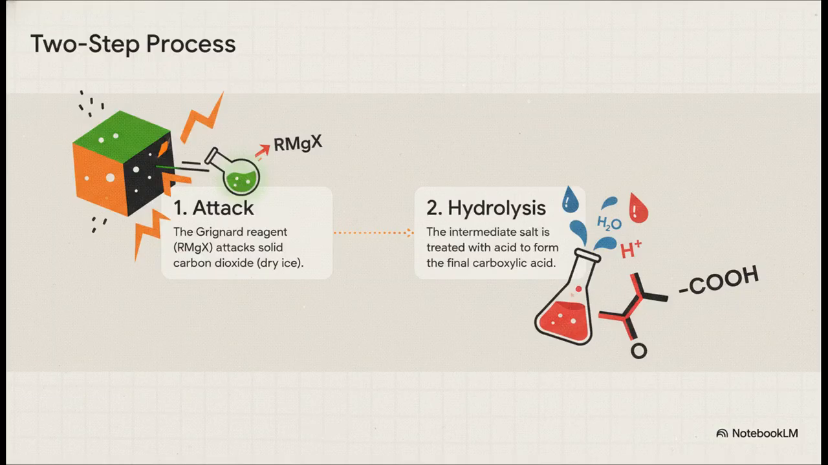So here's how it goes down in two steps. First, you take your super reactive Grignard reagent. Think of it as a carbon atom that's just itching to attack something, and you throw it at some carbon dioxide, usually in the form of dry ice. That locks the CO2 onto your molecule. Then, for step two, and this should sound familiar, you just add a little acid and water to clean things up and release your final carboxylic acid.